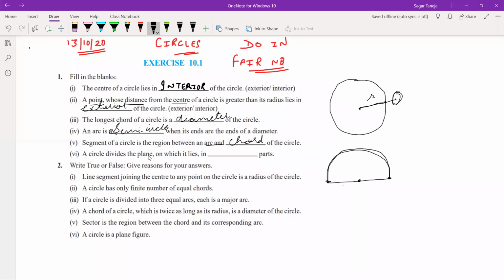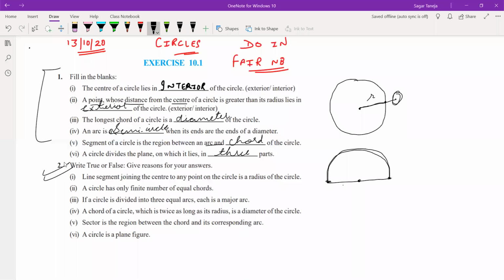A circle divides the plane on which it lies into three parts. Yesterday we have done this. Three parts: exterior, interior, and on the circle. Okay, so these are all the fill in the blanks.